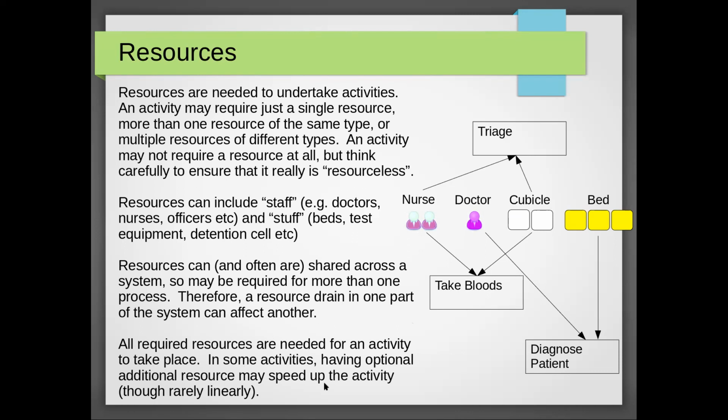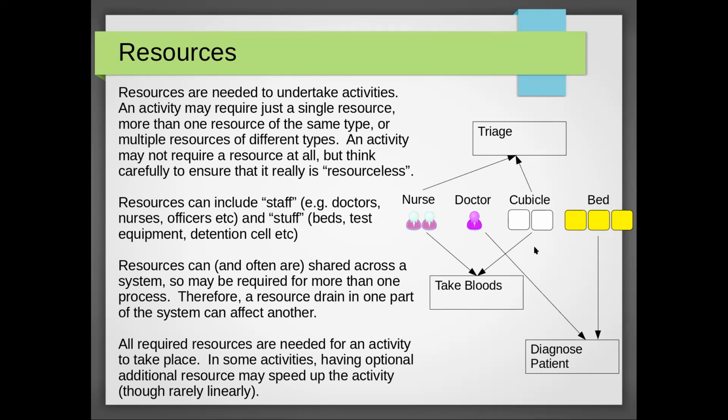Now, once you've specified all the required resources you need for an activity to happen, all of those resources need to be available for that activity to take place. It might be the case that you've got some activities where, for example, you might have one doctor as the minimum, but if you've got two doctors, it might speed things up. And so you could model that. Be aware, though, that's rarely a linear relationship. So it doesn't typically mean if you've got two doctors, they can see the patient twice as fast. But it might mean that they're able to do something while this doctor's doing something else, and it might speed up the process ever so slightly. So that's worth bearing in mind as well.